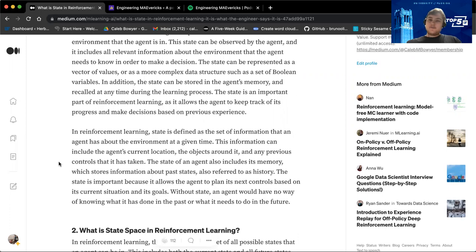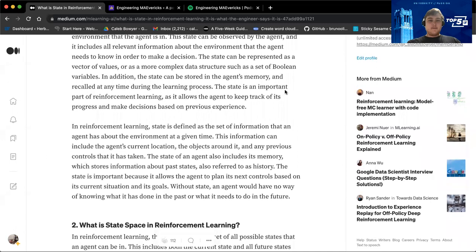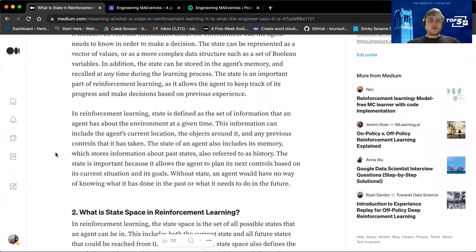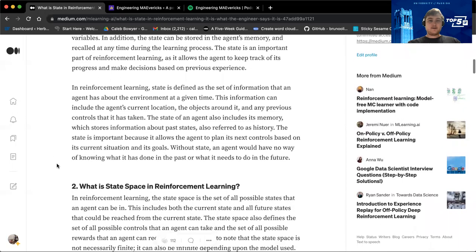Speaking more generally and practically, most of the time we just model the states as being Markov, which means we only need to know the current state for the agent to act optimally. If a system, however, is non-Markov, then that's where memory becomes more important for decisions leading to the best rewards obtained into the future. The state is an important part of reinforcement learning as it allows the agent to keep track of its progress and make decisions based on previous experience.